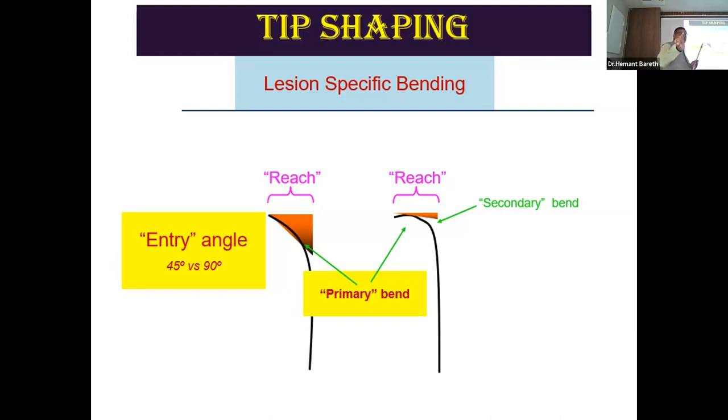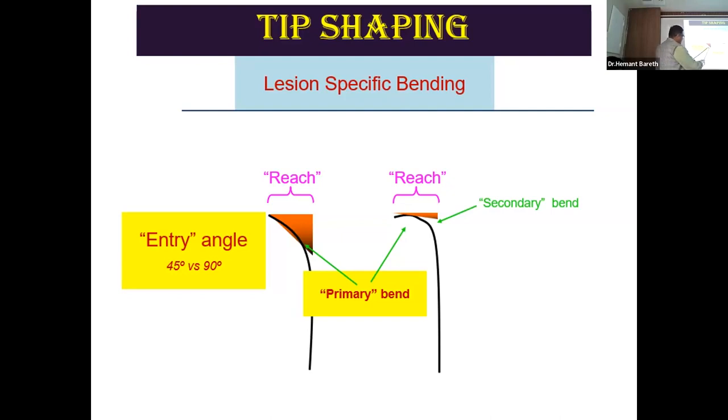So if the lesion is in a side branch, which is coming at 90 degrees, then you need to make a more bend, a 90-degree bend. If it is more than 90 degrees, then rather than a bend, you make a curve. Otherwise, it will not reach. So this is the importance of entry angle, which is this angle. How much angle does this make?